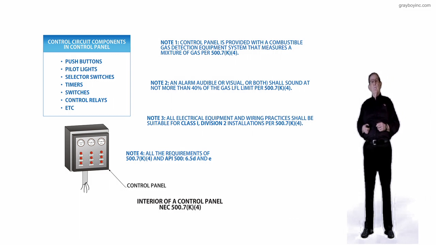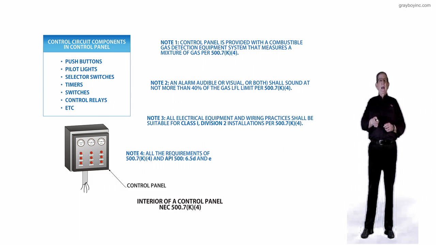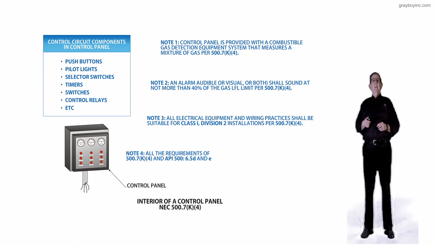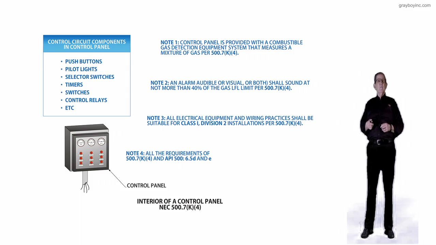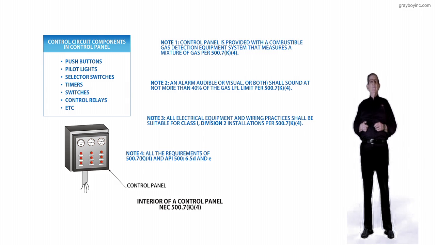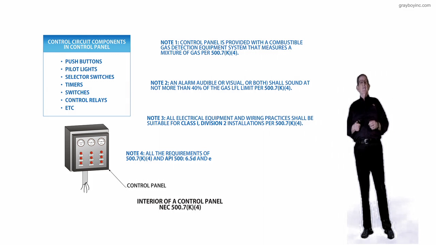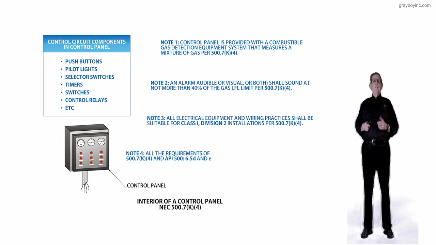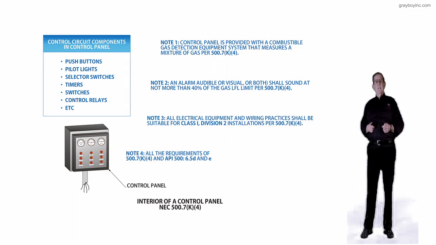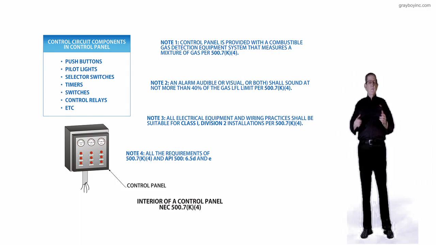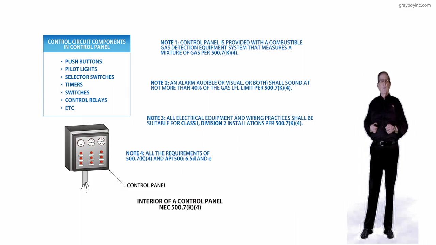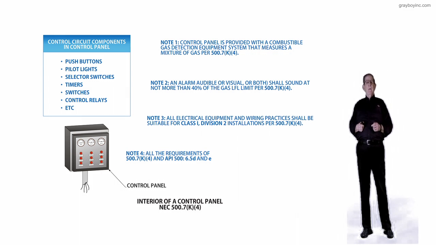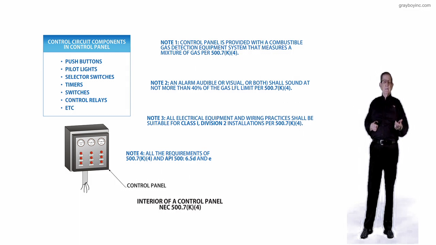Now, before we get into some of the requirements here, I would first like to review the boxed-in type of components that's right above the control panel. Notice that the title head is Control Circuit Components and Control Panel. And such items could be push buttons, pilot lights, selector switches, timers, just switches in general, control relays, and so forth. And we know an industrial control panel, we install those and provide these different items in accordance with Article 409.